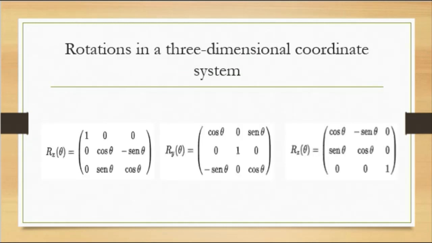However, if what we are going to describe are rotations in a three-dimensional coordinate system, then a single 2x2 matrix is not enough for us. We need a 3x3 matrix, where the angle theta will be different in each matrix, and we have the rotation matrix about x, the rotation matrix about y, and the rotation matrix about z.